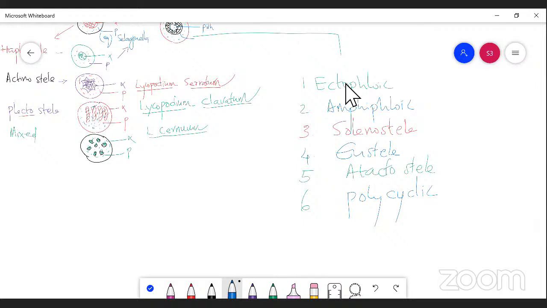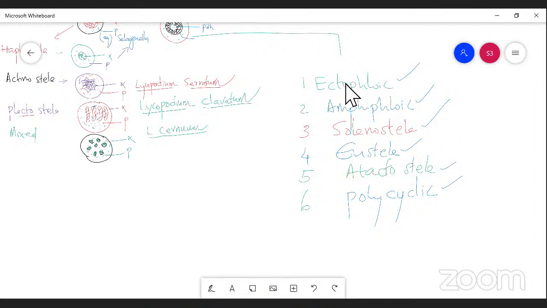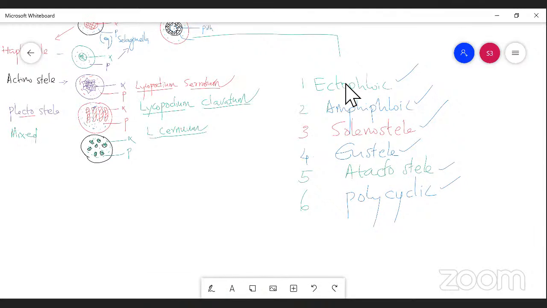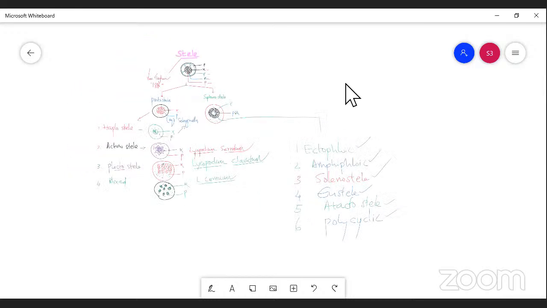So I repeat it again. Stele is further classified into following types. The first type is ectophloic. The second category is amphiphloic. The third category is solenostele, and fourth one is dictyostele. Fifth one is eustele. Sixth one is polycyclic stele. So there are 6 types that we can classify stele into. And let me draw the structure of each type.